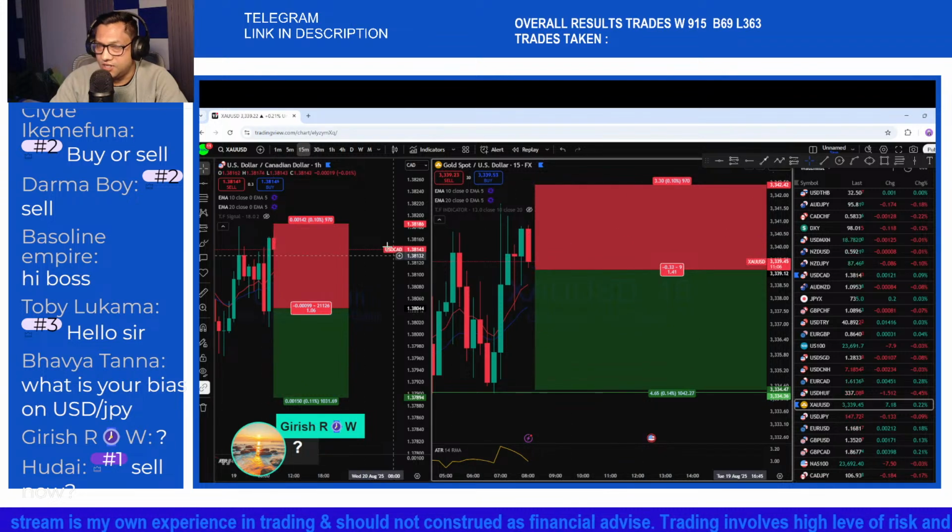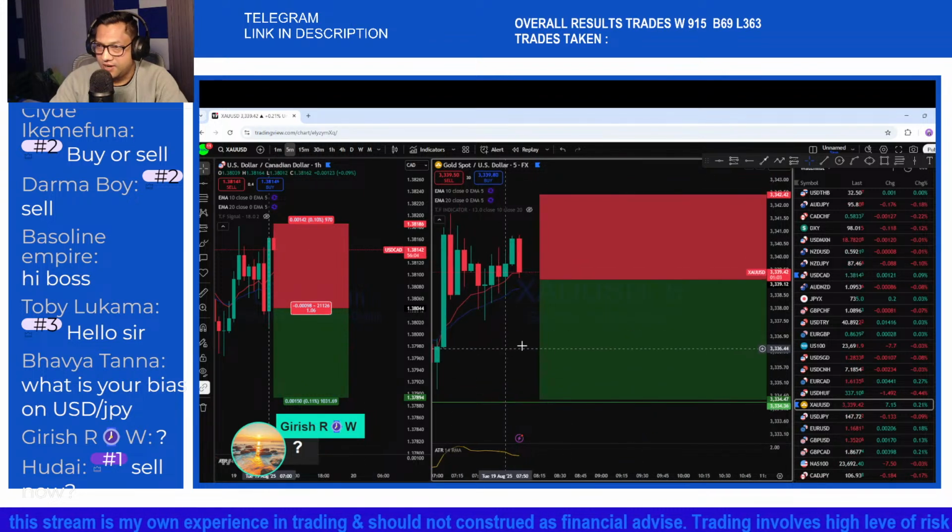Here is the resistance line. The price is getting that rejection back from that high.